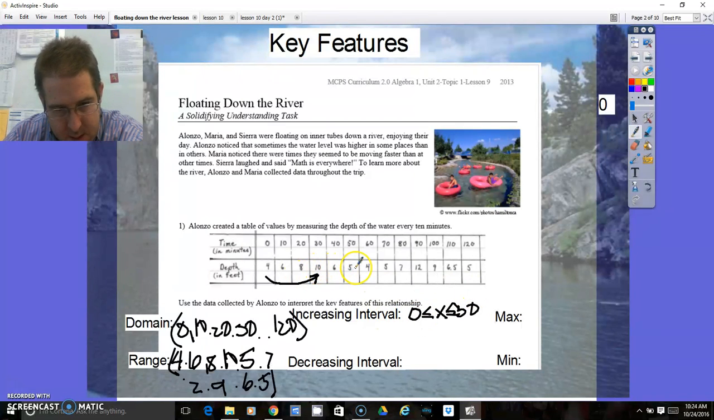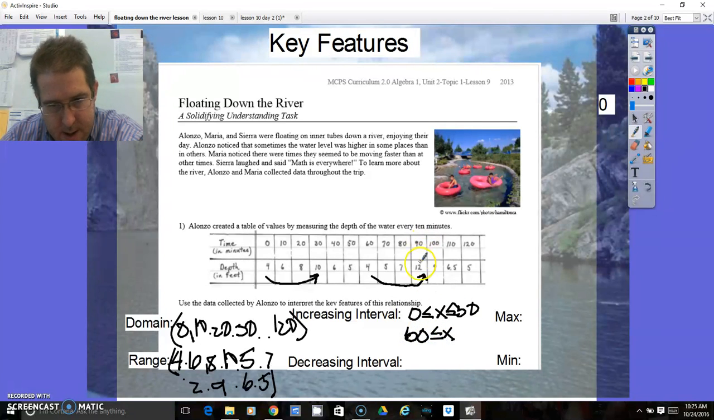So then it decreases, decreases, decreases, but then it starts increasing again, up, up, up, till here. So it also increases from 60, well, I almost wrote 4, from 60 to 90. It stops increasing at 90 minutes. And then it decreases. Perfect. So those are the two increasing intervals. The decreasing intervals, well, it decreases from here to here, so that's 30 to 60. And it also decreases from here to the end, from 90 to 120.